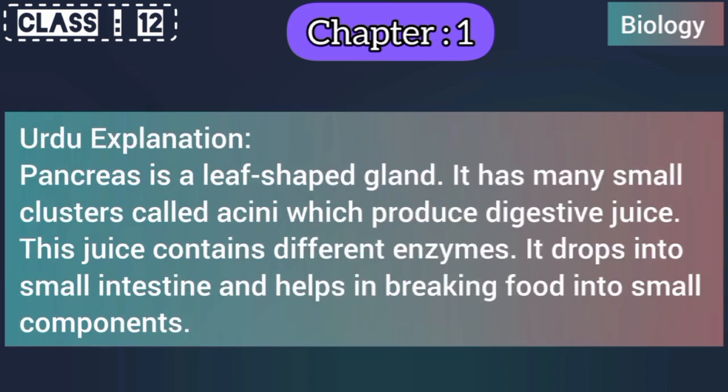Urdu explanation. Pancreas is a leaf-shaped gland. It has many small clusters called acini which produce digestive juice. This juice contains different enzymes. It drops into small intestine and helps in breaking food into small components.